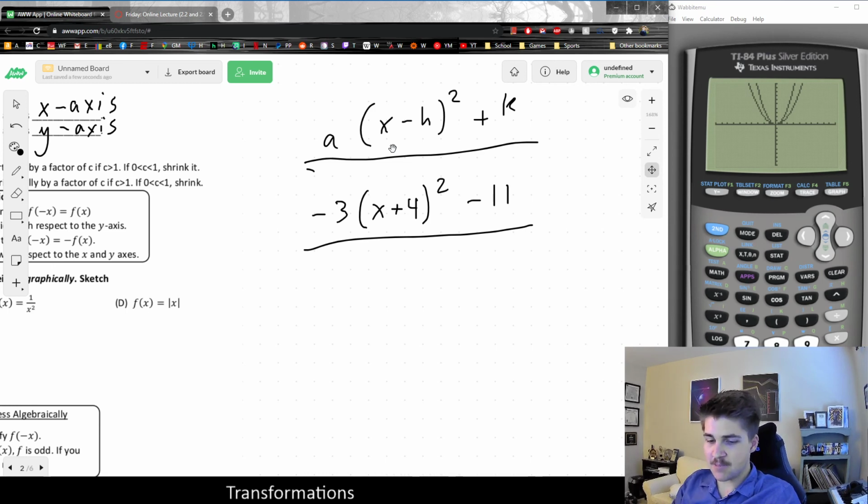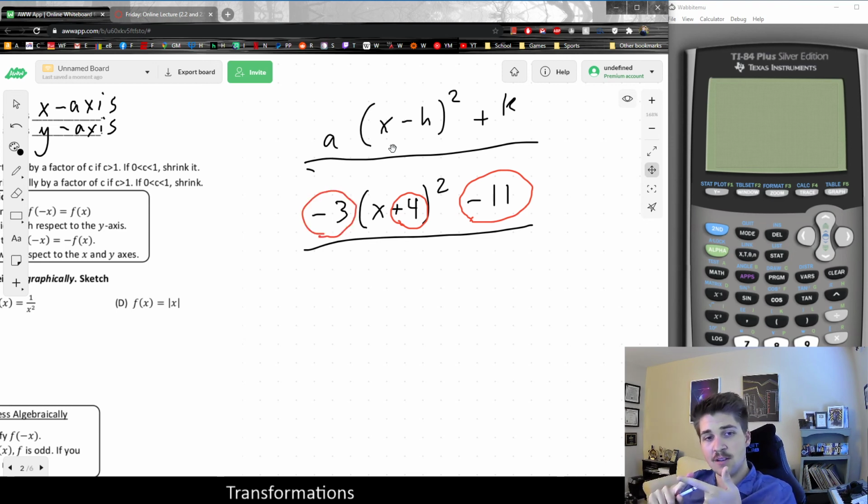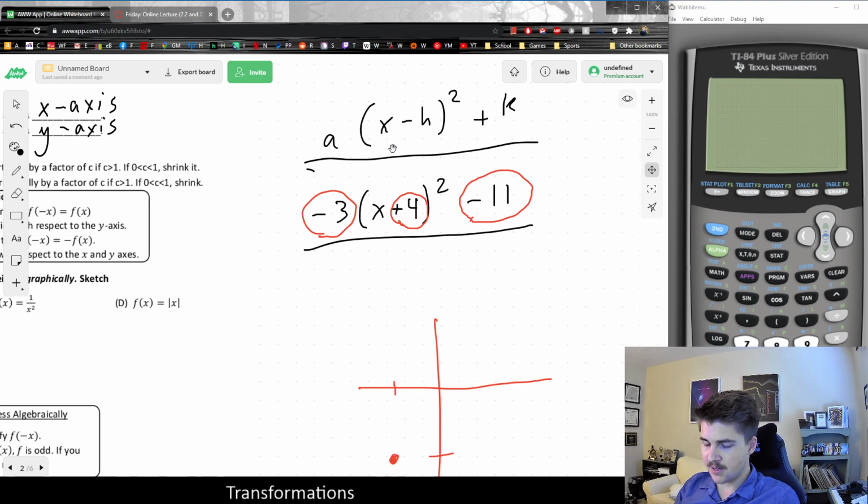Like, again, in this particular case, this would mean a horizontal transformation to the left 4, a vertical transformation down 11. And this negative 3 would be, well, 3 means to stretch it vertically by a factor of 3, and negative means it will be upside down, or, more formally, a vertical reflection. If I put all of those together, it's going to be to the left 4, down 11. The vertex will be here, which is, again, where h, k is going to be.